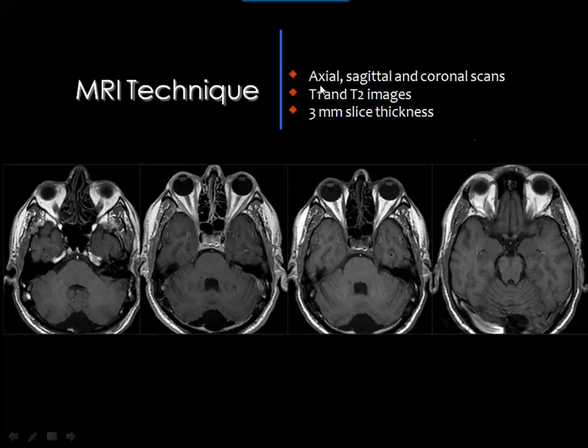By MRI we have almost the same technique, and we have the slice thickness about 3 millimeter. We use the axial and the coronal plane. Sometimes we have the sagittal images for the diseased orbit. Then we should have the T1 and T2 weighted images, and sometimes we need to have the fat suppressed images as well.